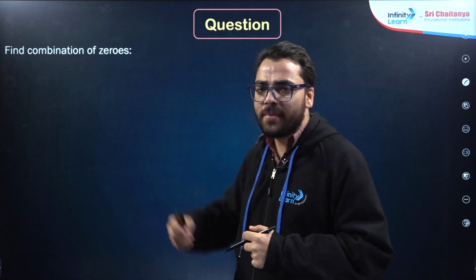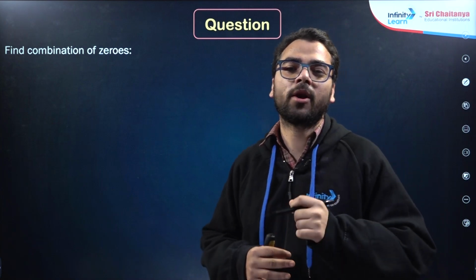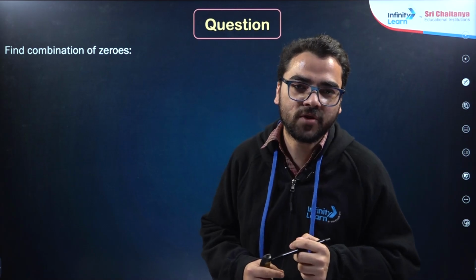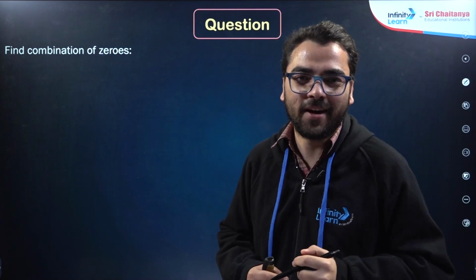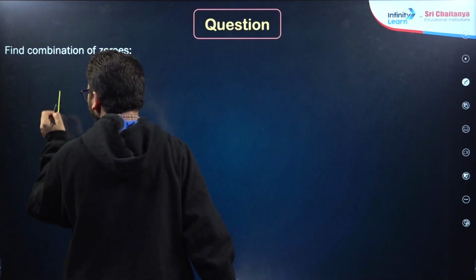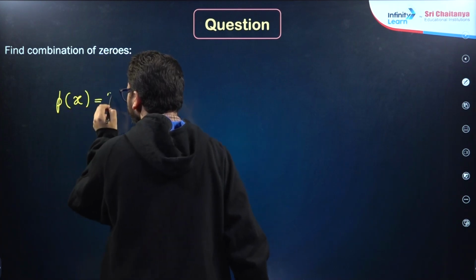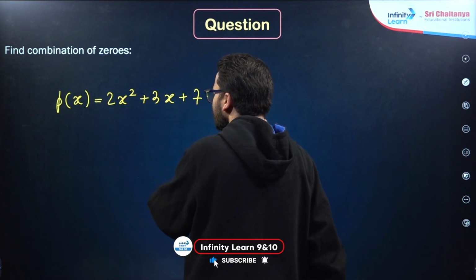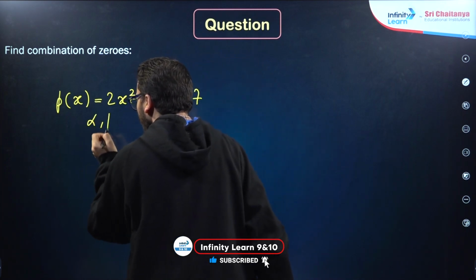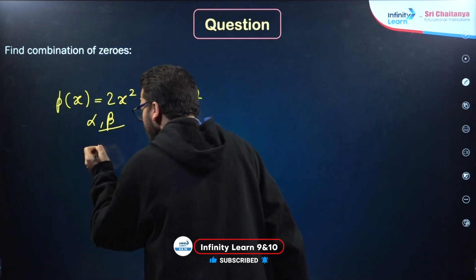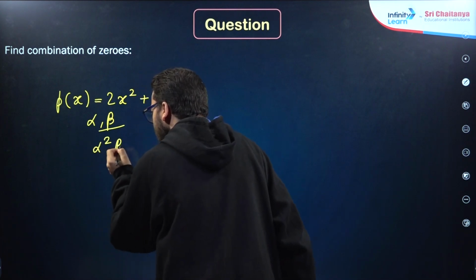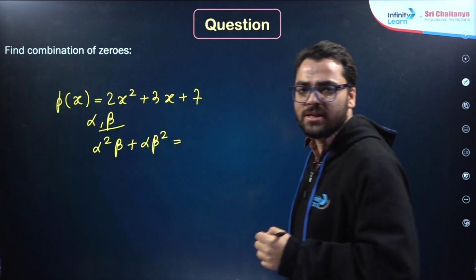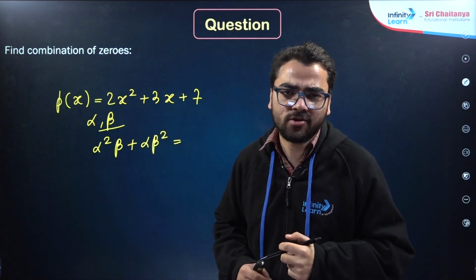So various combinations of zeros of quadratic polynomials can be asked. I have discussed many a times on the Infinity Learn Class 9 and 10 YouTube channel. Let's do 1 or 2 more questions on it. For example, you have got a quadratic polynomial given like this. Suppose it is 2x square plus 3x plus 7, something like this. And suppose the zeros of this quadratic polynomial are alpha and beta. And suppose they are asking find the value of alpha square beta plus alpha beta square. So this is one of those questions. You can have many questions on the basis of this topic.